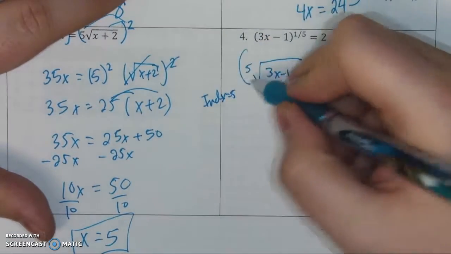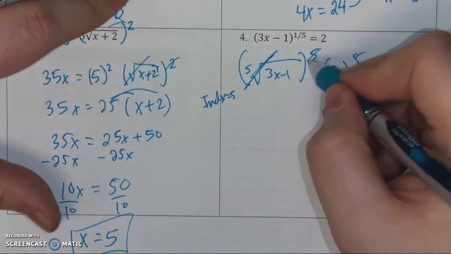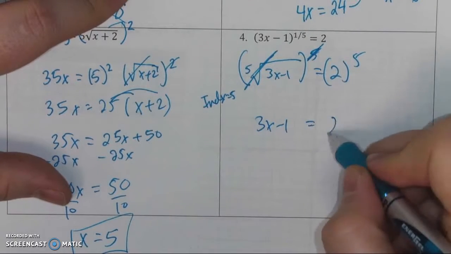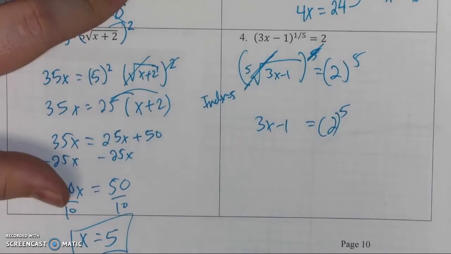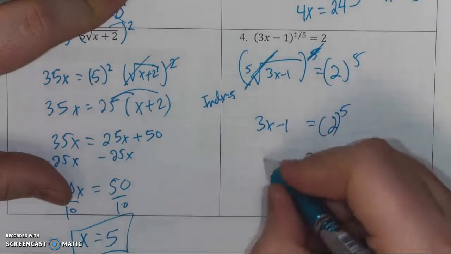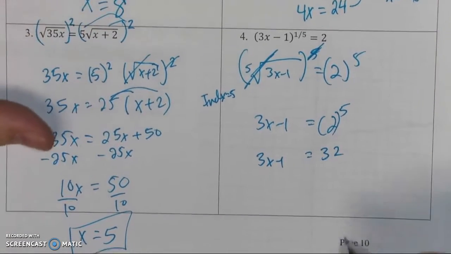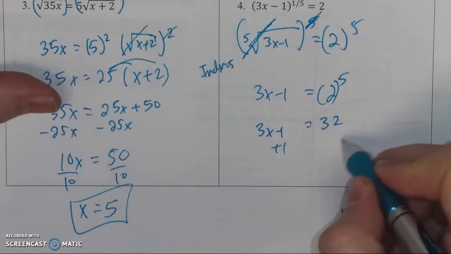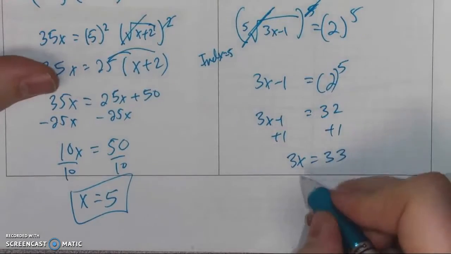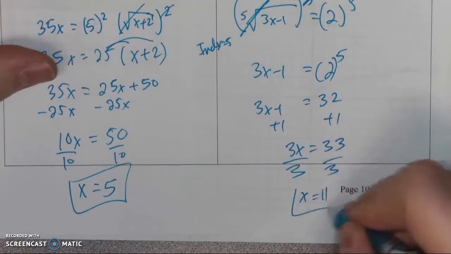Index is 5. So raise both sides to the 5th power. That gets rid of the root and the exponent. So this is going to become 3x minus 1 equals 2 to the 5th power. And 2 to the 5th power is 32. This is 3x minus 1 equals 32. Solve this by adding 1 to both sides. So 3x equals 33. Divide both sides by 3. So you get x equals 11.